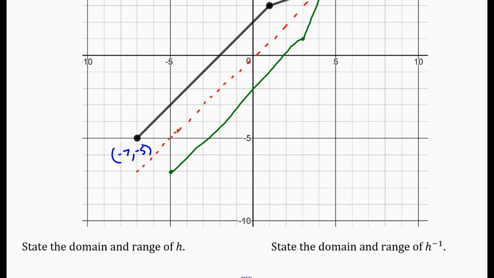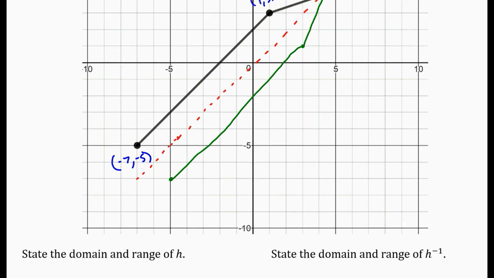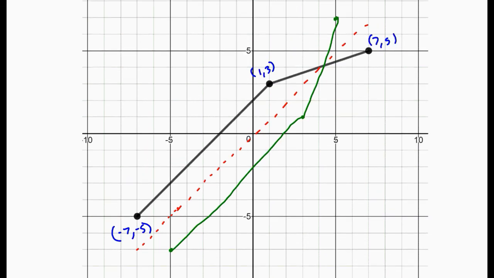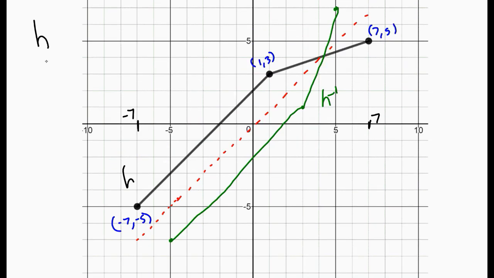Finally, we need to state the domain and range of h and the domain and range of h inverse. So remember, the domain of a function, well, let's label the black function h and the green function h inverse. The domain is our inputs, it's our x values. Well, the lowest my x values go is -7, and they go all the way until 7. So the domain of h is [-7, 7]. And we use the square brackets because those points are included in the domain. The lowest I go is -5, the highest I go is 5, so my range is [-5, 5].